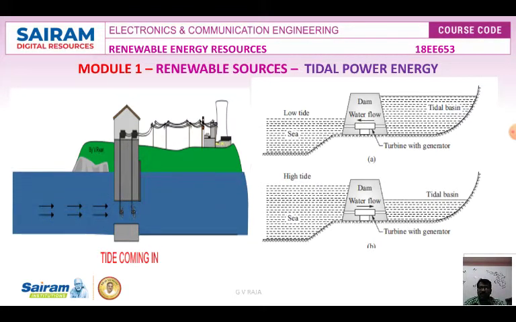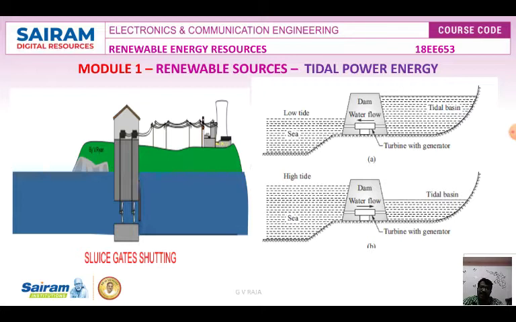So here in this diagram, this is nothing but the tidal plant. The first one is a low tide, the second one is a high tide. When high tide comes, there is a dam like a reservoir kept, and there is a water flow. In this water flow direction, one prime mover along with the turbine is connected. That is, the prime mover along with the generator is connected.